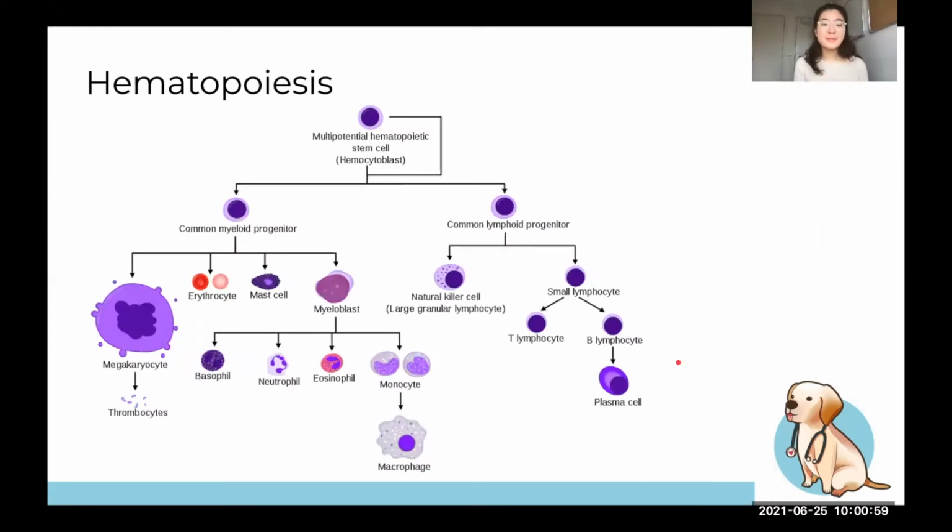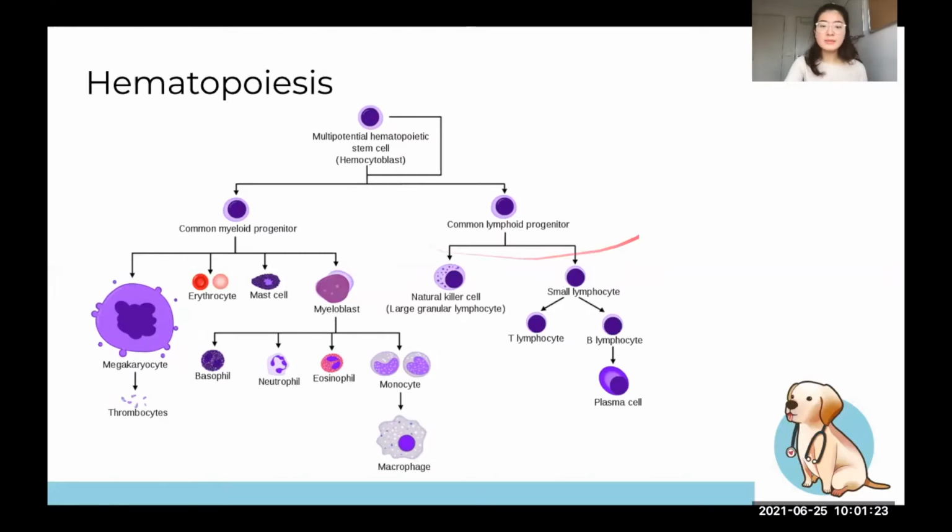So moving on to hematopoiesis. Hematopoiesis means the production of different kinds of blood cells in your body. So what happens is we start off with a multipotent hematopoietic stem cell. This then differentiates into either your myeloid cells or your lymphoid cells, and then they go on to produce myeloid or lymphoid lineages.